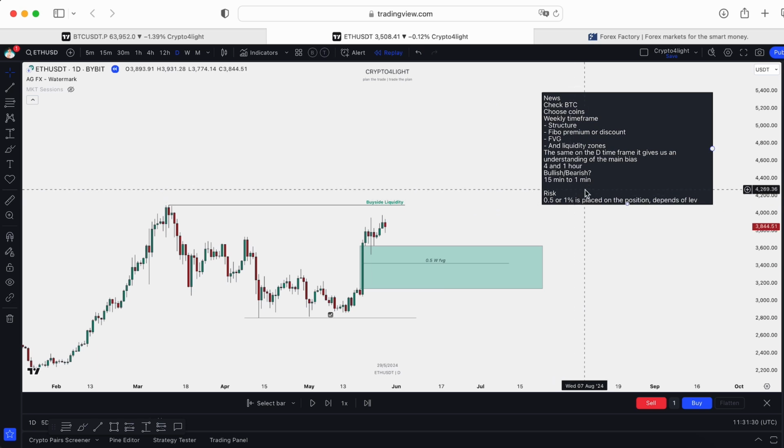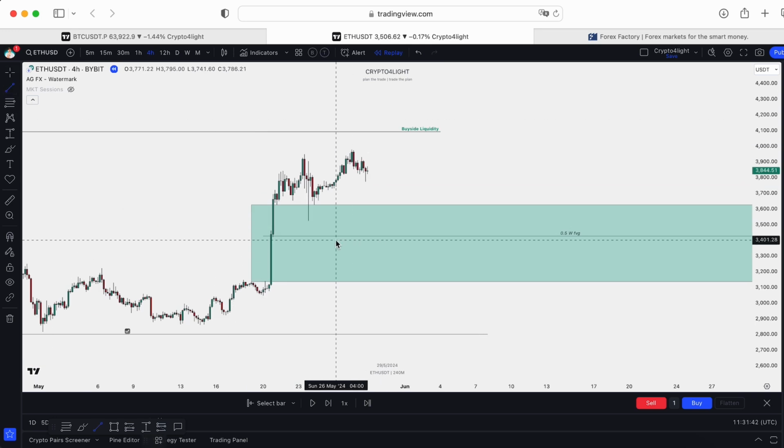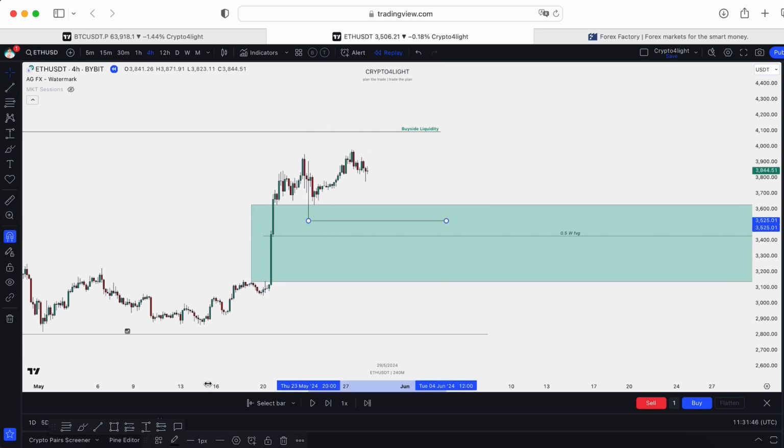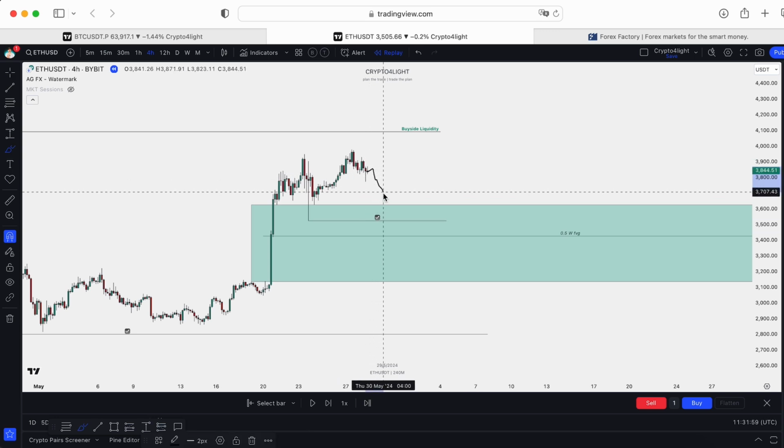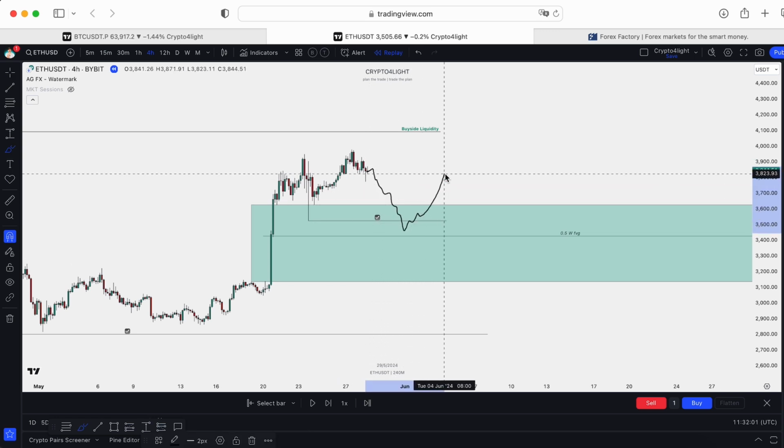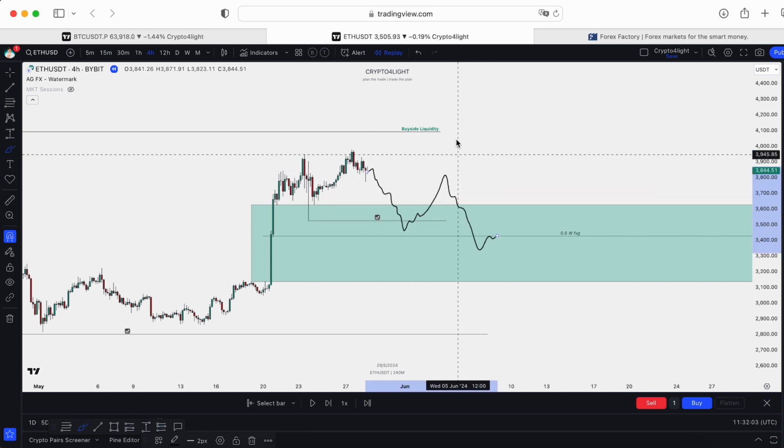Next one, what do you have to do? From daily time frame, we go into 4-hour time frame. And on 4-hour time frame, we understand this is a liquidity pool. Also, it's going to be like a target. So my priority on 4-hour time frame will be sweep this low, bounce, and sweep this 0.5 level by FIB.